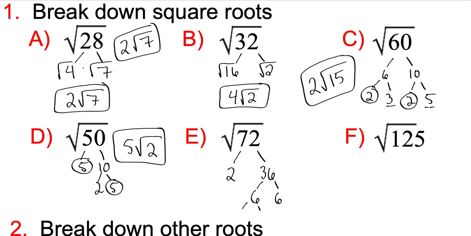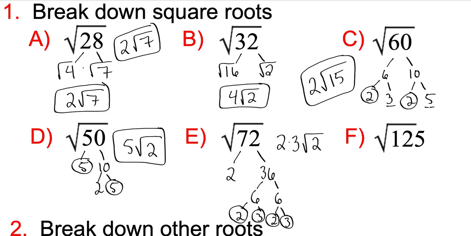And then 6 and 6, that's 2 and 3 and 2 and 3. And then you look for pairs. So here we got a pair of 2's and then a pair of 3's. So that means we're bringing a 2 and a 3 in front of the radical. And when you do that, you multiply those because, again, we're using the product rule.